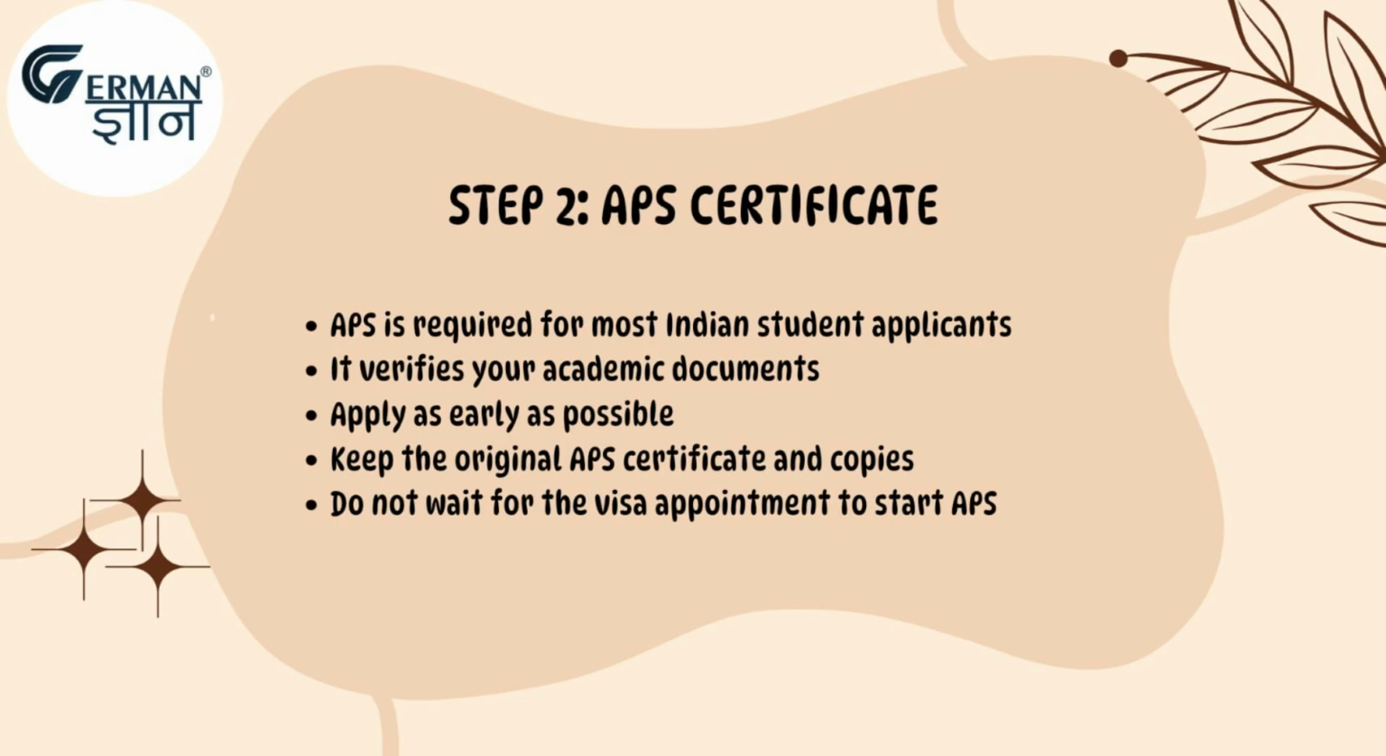Step 2 is the APS certificate. For most Indian students, the APS certificate is an important requirement. APS verifies your academic documents. You should apply for it as early as possible because the process can take time. For some students, it takes more than a month also. So do not wait until your visa appointment is available. Keep the original APS certificate and multiple copies ready for your universities and visa process.